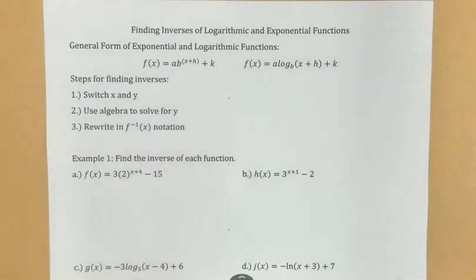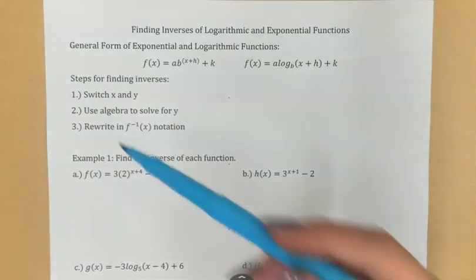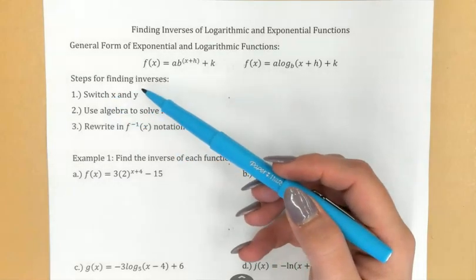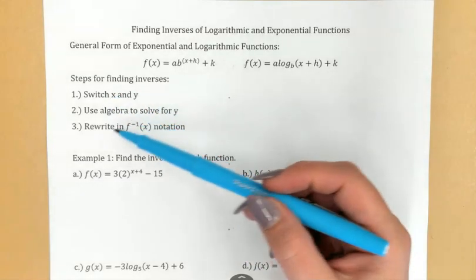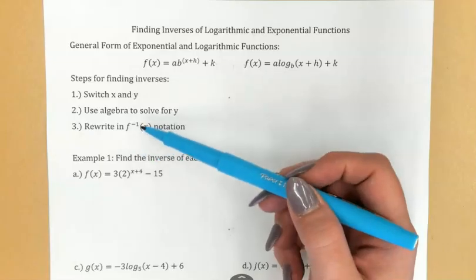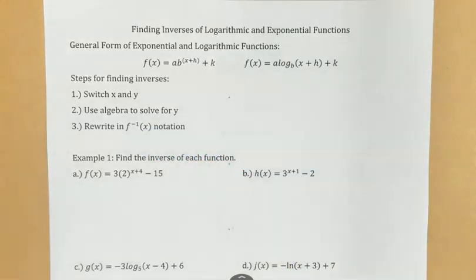So in case you've forgotten, because it's been a while since we have found inverses, you are going to switch x and y, use algebra to solve for y, and then remember we use that f to the negative 1 notation to represent an inverse.